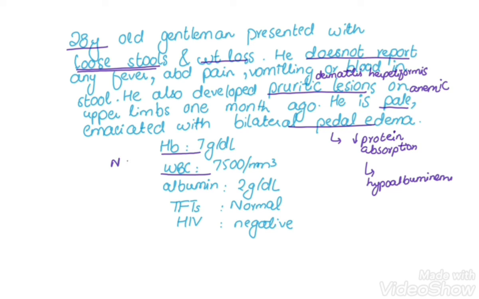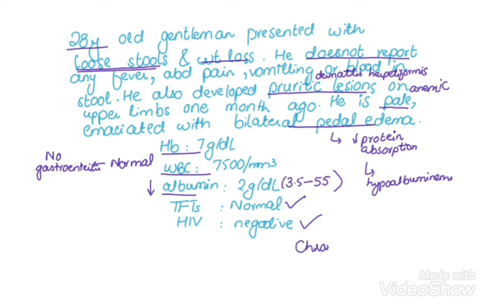His WBCs are normal, which shows that it is not gastroenteritis, meaning any kind of food poisoning, and his TFTs are normal. When the patient has hyperthyroidism, he also has diarrhea, so they have excluded it here. So all the main symptoms, chronic diarrhea, weight loss, skin lesions, and edema, along with anemia, all these show that the patient is suffering from celiac disease.